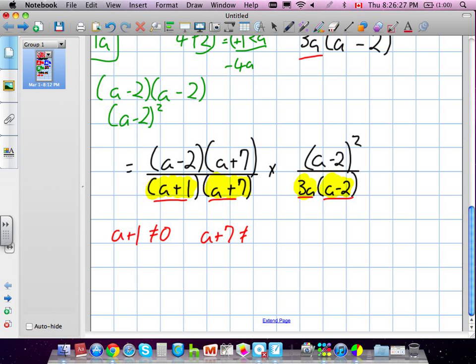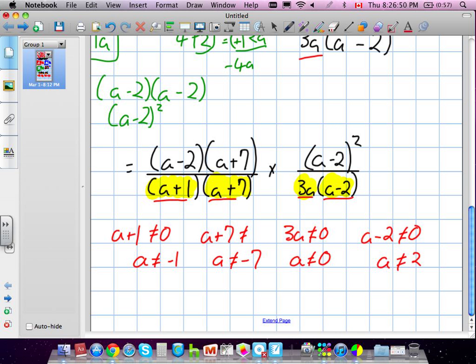So in other words, what these say is a cannot be negative 1. A cannot be negative 7. What about this one? A can equal 0. Yeah, that's right. Because when we divide 0 by 3, we still get 0. And a cannot be positive 2. So there's all of our restrictions. We have 4 of them. And then finally, with that, I'm going to start eliminating things.